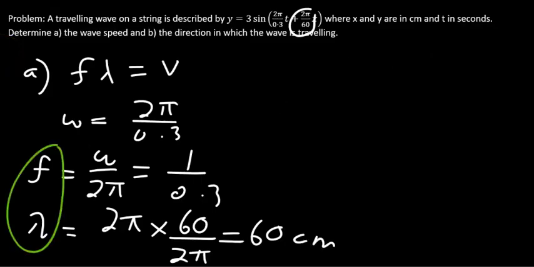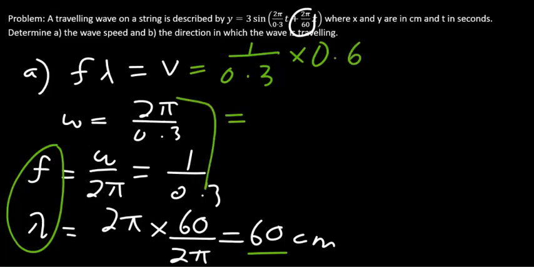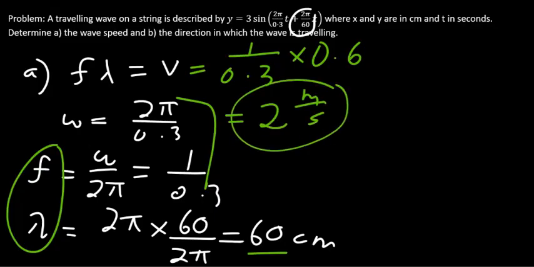Putting together these two, we can determine the speed of that wave. So frequency is 1 over 0.3, and the wavelength is 60 cm or 0.6 meter. And that will give you the answer in meter per second. And the answer is 2 meter per second. So that is the answer for part A.